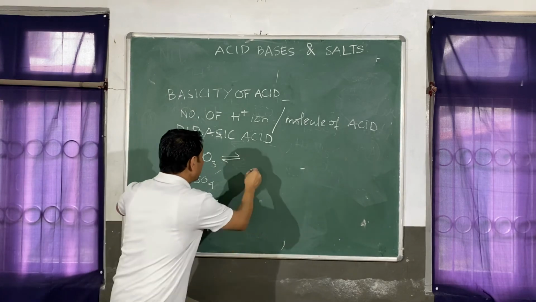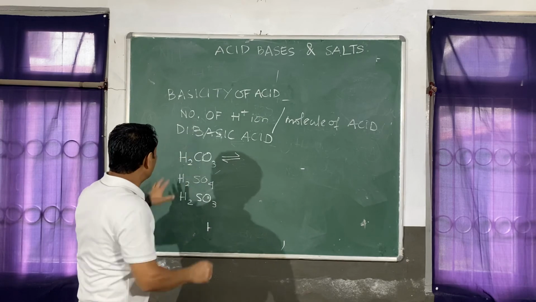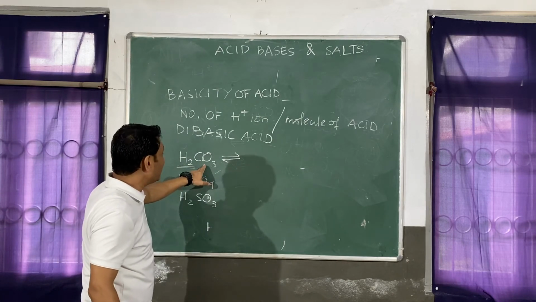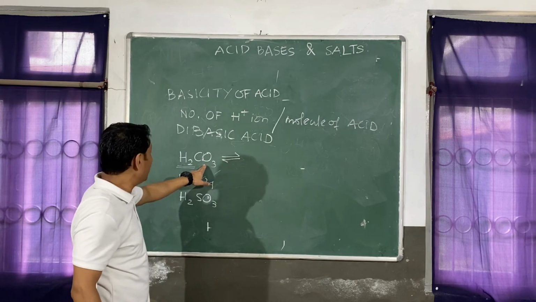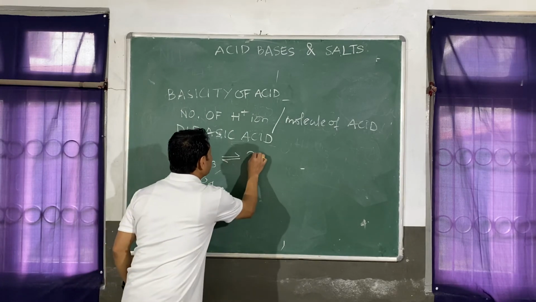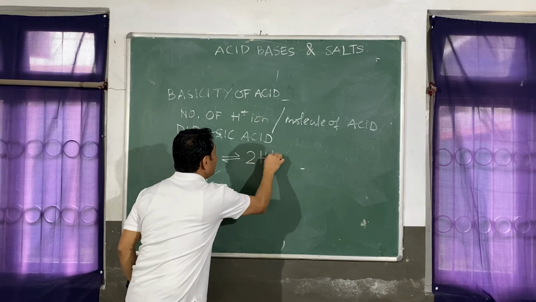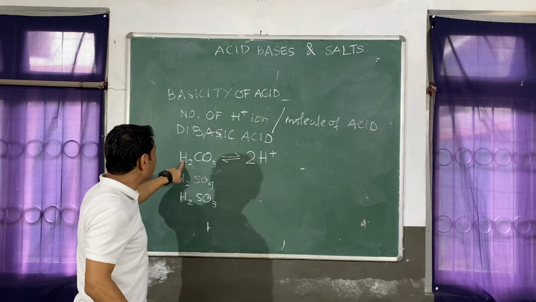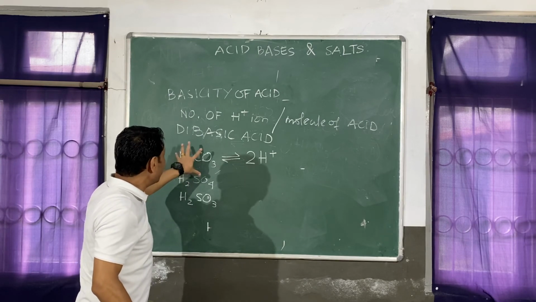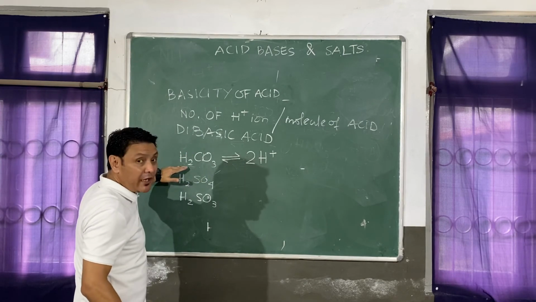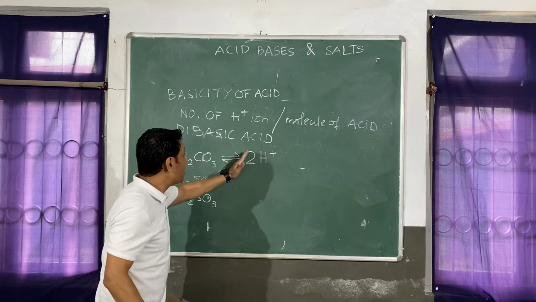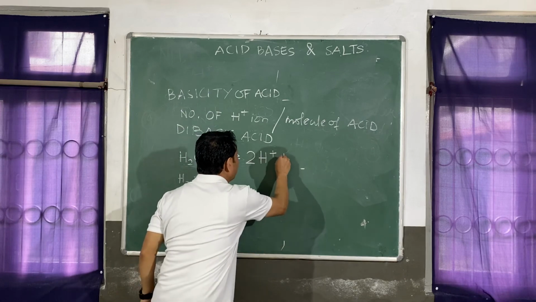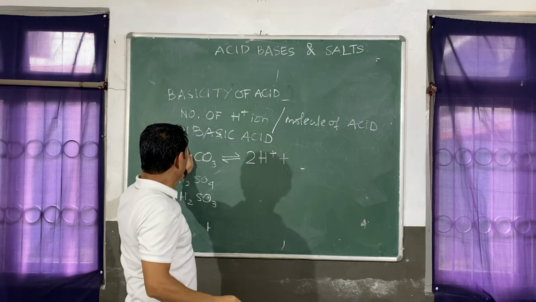Now, why 2 hydrogen ions? Because in the acid there are 2 hydrogen atoms combining with 1 molecule of carbonate. So therefore, it produces 2 hydrogen ions, 2 H plus. Getting my point? Since it has 2 hydrogen atoms in the molecule of carbonic acid, therefore it produces 2 hydrogen ions. Okay? Now, hydrogen ions is done.